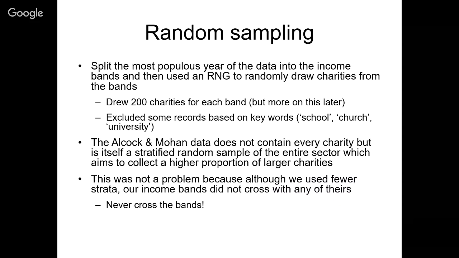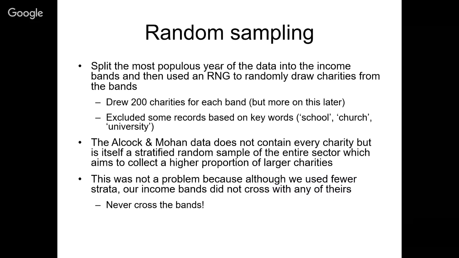Now, the Alcock and Moan data isn't the population of the charity sector in England and Wales. It's also a stratified random sample. Their aim was to collect 100% or close to of the largest charities, and then diminishing percentages of smaller and smaller organisations below that. This wasn't a problem because our income bands fit over their bands effectively. We don't cross over any of the bands.